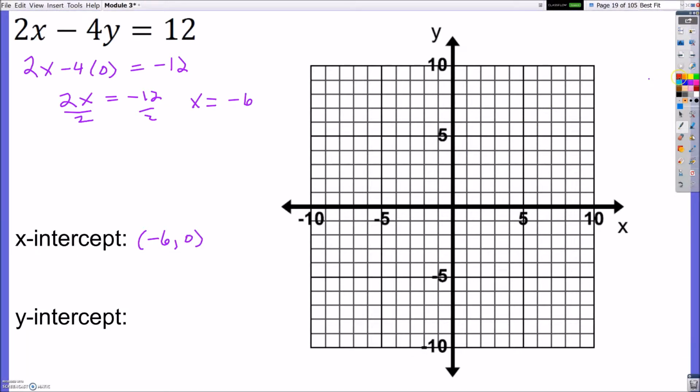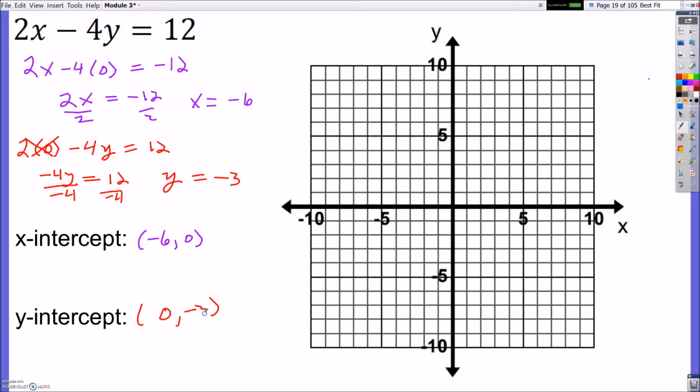Now what we're going to do is we're going to do the same thing in red. I'm going to find the y-intercept by plugging in 0 for x. So I'm going to have 2 times 0, because x would be 0, so let's figure out what y is. So 2 times 0 minus 4y is equal to 12. And as you guys might start to see a pattern, I don't even need to solve for this. It basically just disappears, and I'm left with negative 4y is equal to 12. And when I divide both sides by negative 4, I'm going to get an answer of y equals negative 3. So here my y-intercept is 0, negative 3.